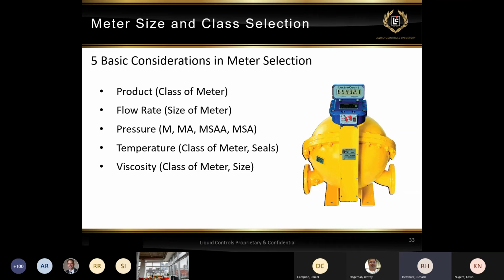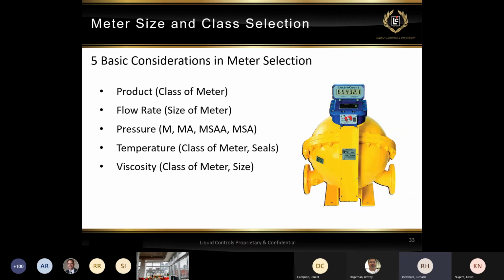The product class of the meter, the liquid to be measured, it helps in selecting the correct metallurgy of the meter. Also, you can ask a question of, is this the only product that you're going to be measuring in this meter, or down the road are you going to be adding a product to it? So it's always good to know that.